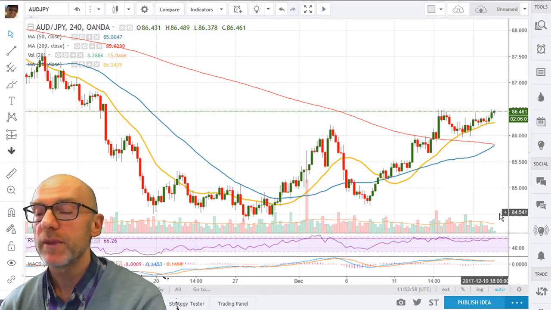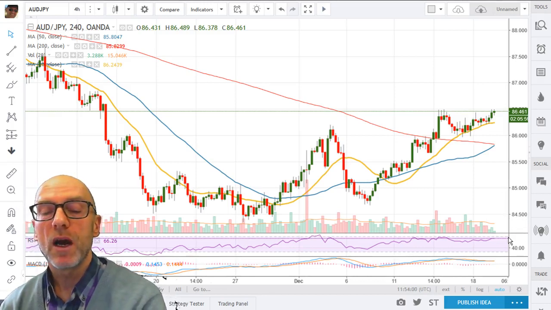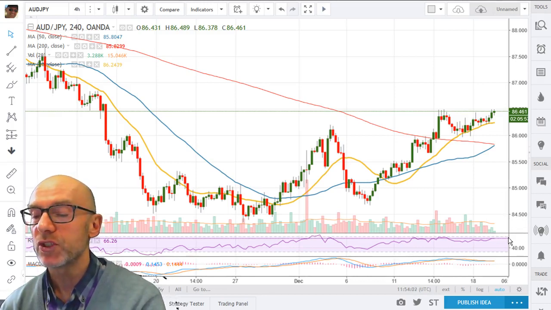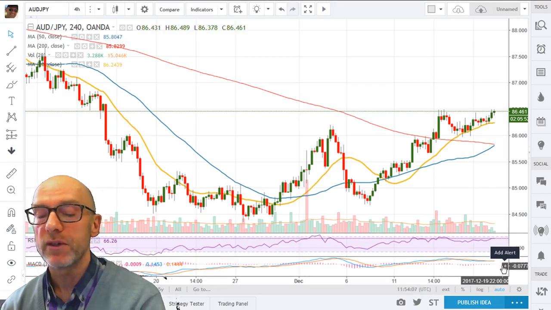Here on the short term there is good positive momentum. RSI 66.26 and the MACD are tracking sideways but are well above zero.